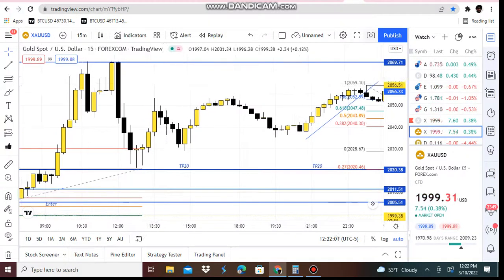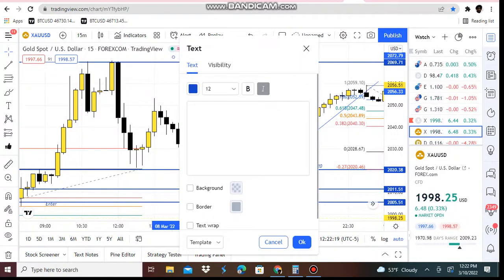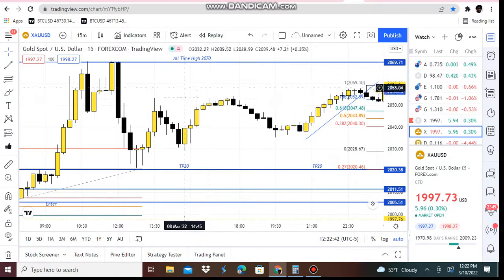This is an all-time high for the year. We can call this the all-time high. The all-time high is 2070, right? This is an all-time high for the year for gold. So boom, we have our all-time high up here, all-time high 2070.